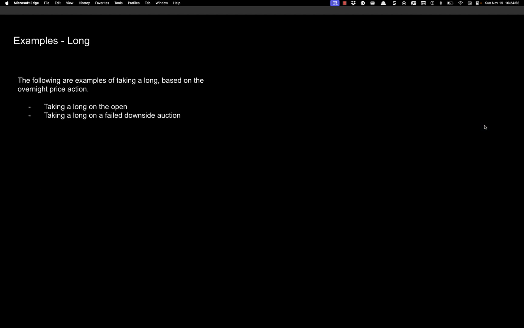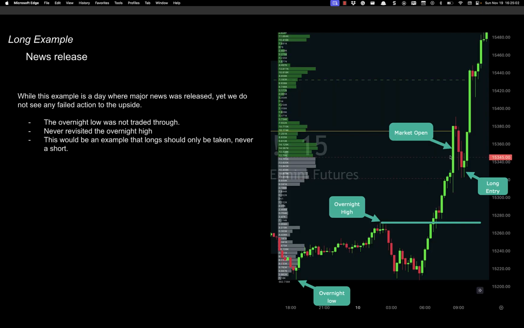Now, I want to bring some examples of longs in more detail. So news release happened. Boom. So now we're down here. We trade this overnight low a couple times, and it seems to hold. Price shoots up, and now we need to look, how do we get in? Because we got to get in long, right? And this is all still before the open.